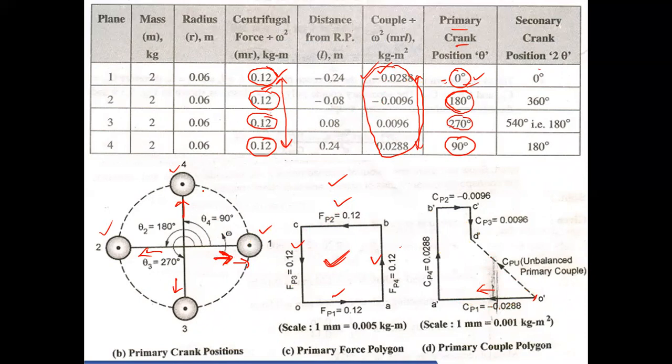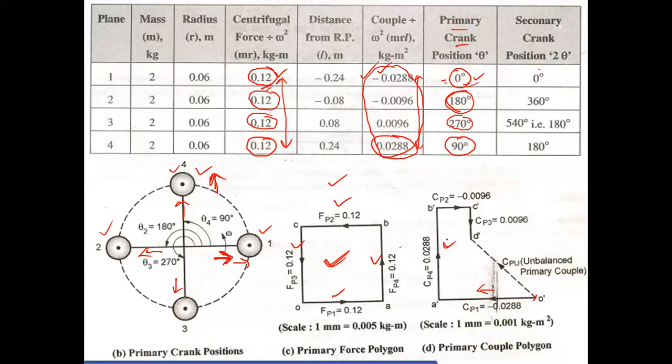Then you take the fourth one. What is the direction? Upward. If you take the fourth one, this is the value, right? What direction? Upward direction. This is positive, so you take it in the upward direction.